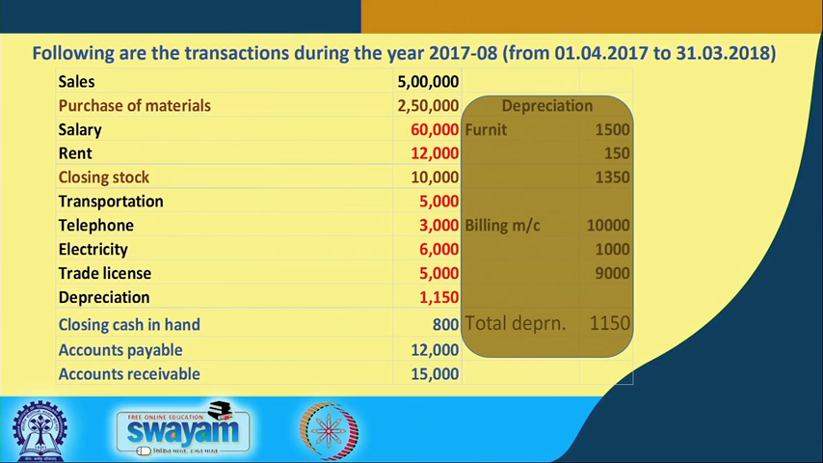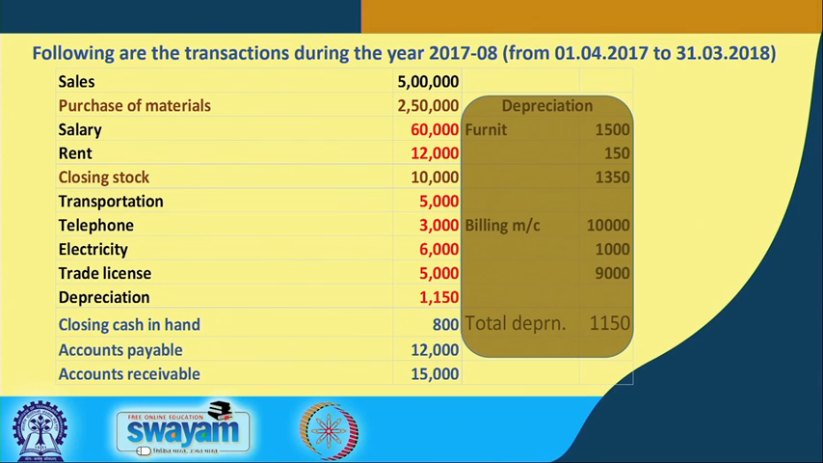Now, suppose at the end of first year, say you operated the business for one full year from 1st April 2017 to 31st March 2018. So, now it is the time for you to prepare financial statements, profit loss account, balance sheet, and then cash flow statement. Let us see, this is a very simplistic case.